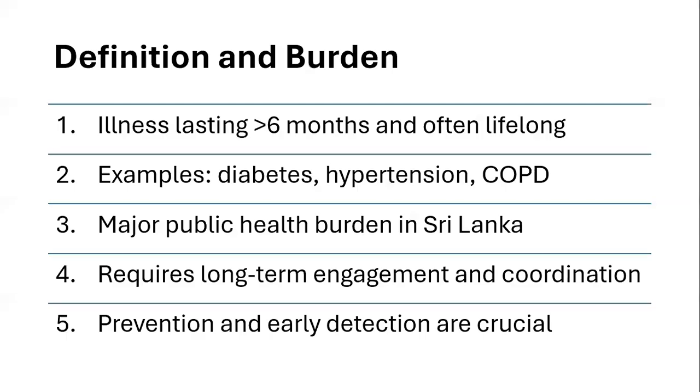So with that, let's move to chronic illness management. Now, chronic illnesses are lifelong illnesses, sometimes lasting more than 6 months. It may not be a matter of time frame. It is a chronic illness where it lasts long, maybe sometimes lifelong. For example, as you all know, diabetes, hypertension, COPD, and even asthma are chronic illnesses, and it's a major public health burden in Sri Lanka because a long time ago infections were the major public health burden. Now non-communicable diseases are the major public health burden which we struggle to manage, right?